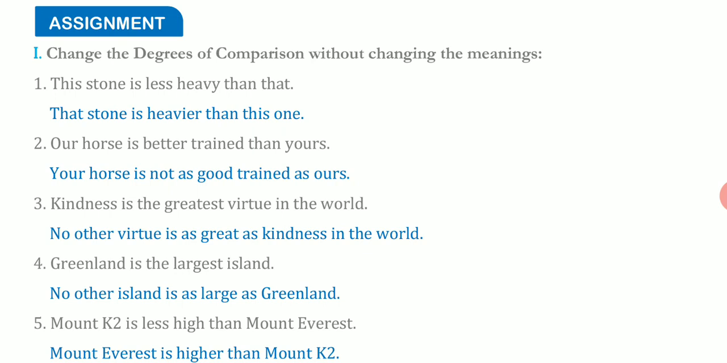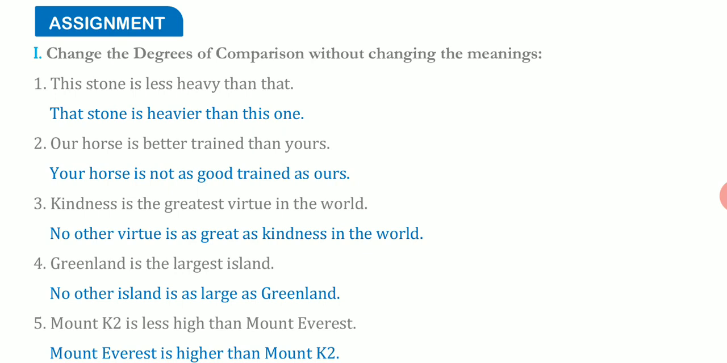Kindness is the greatest virtue in the world. Greatest means superlative degree. No other virtue is as great as kindness in the world. Great means positive degree. We have converted this sentence from superlative to positive. Greenland is the largest island. Largest means superlative degree. No other island is as large as Greenland. So here large is positive degree.